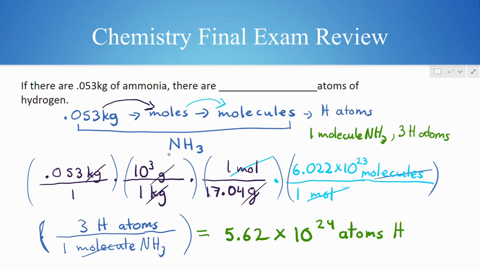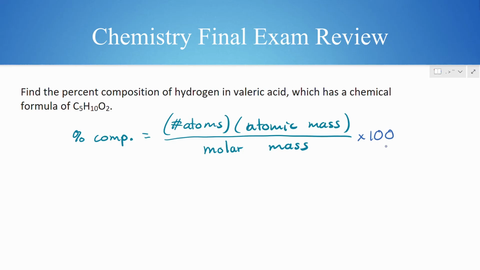Find the percent composition of hydrogen in valeric acid, which has a chemical formula of C5H10O2. Percent composition is given by this formula. So the number of atoms that we're looking at times the atomic mass of that element, all divided by the molar mass, and then multiplied by 100, so we can get a number that has a percent sign after.